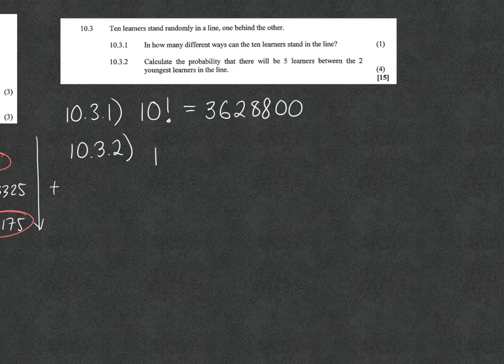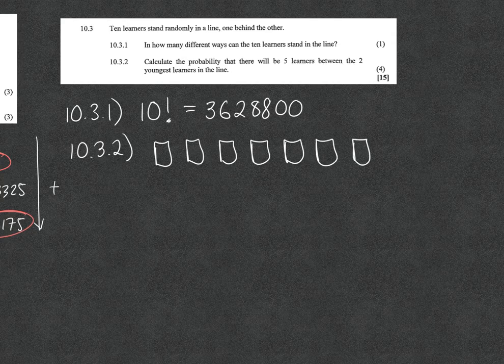Okay, so let's draw this out. 1, 2, 3, 4, 5, 6, 7, 8, 9, 10. Cool. Now, let's say the first scenario. They're saying 5 learners between the two youngest learners. So let's call this one the youngest, one of them. 1, 2, 3, 4, 5. And that's the other youngest. That is our first scenario.